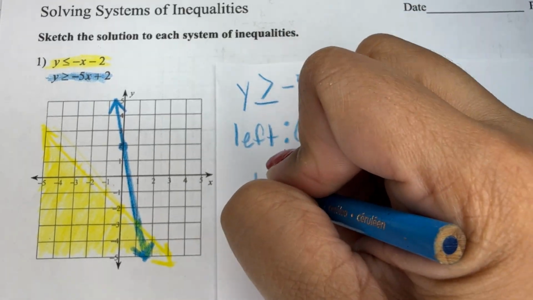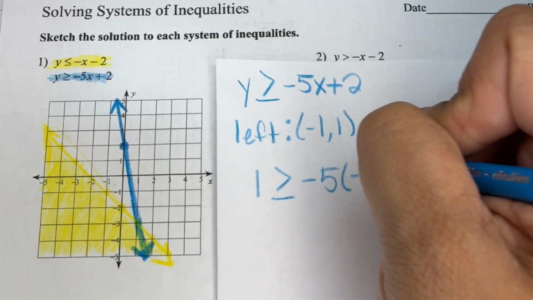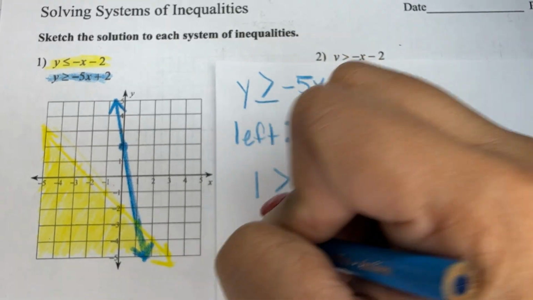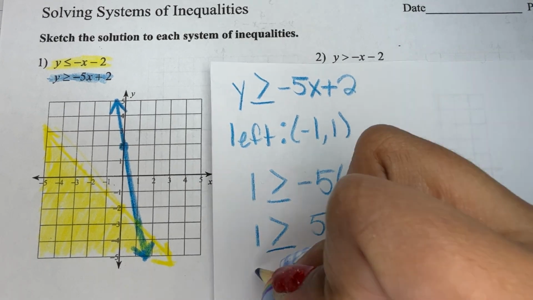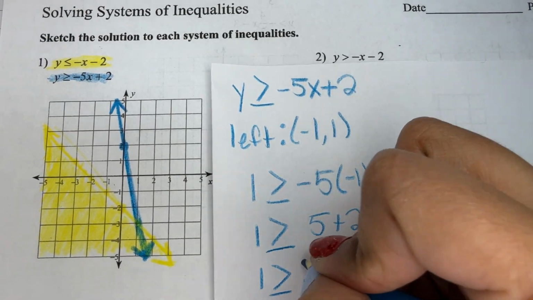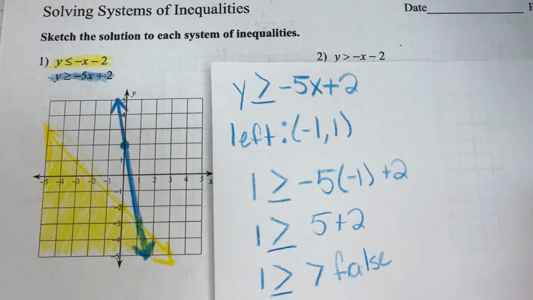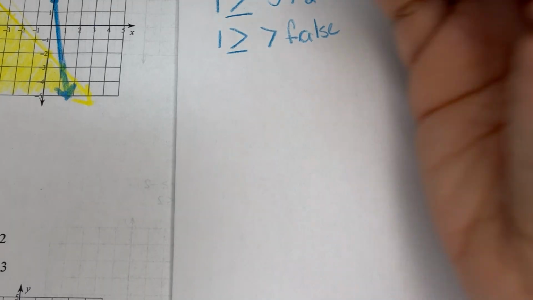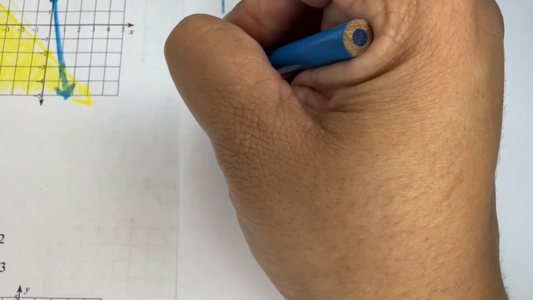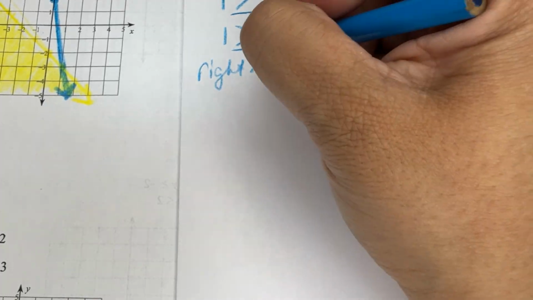So 1 is greater than or equal to negative 5 times negative 1 plus 2. 1 is greater than or equal to 5 plus 2. 1 is greater than or equal to 7. That's not true, so it's false. Let's pick a point on the right. Let's do 1, 1.